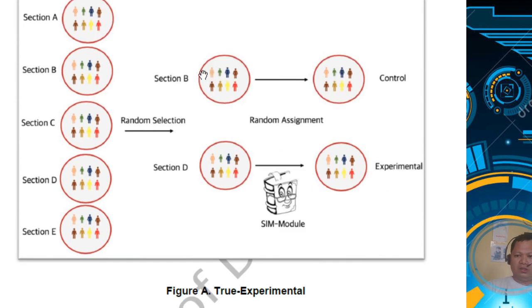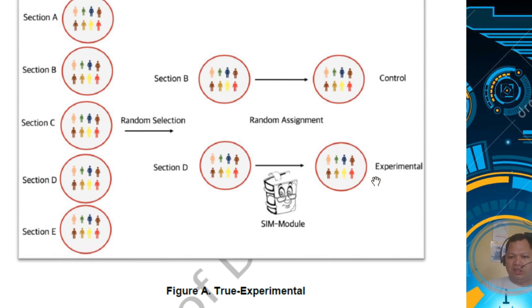This is the illustration. We have here sections A to E. After that we select randomly two sections in this part. So from 5 sections, select 2 sections only. We selected section B and section D. Then after that we have this random assignment. We assign, for example, in section B or section D who will receive this SIM module. In this case we selected section D.